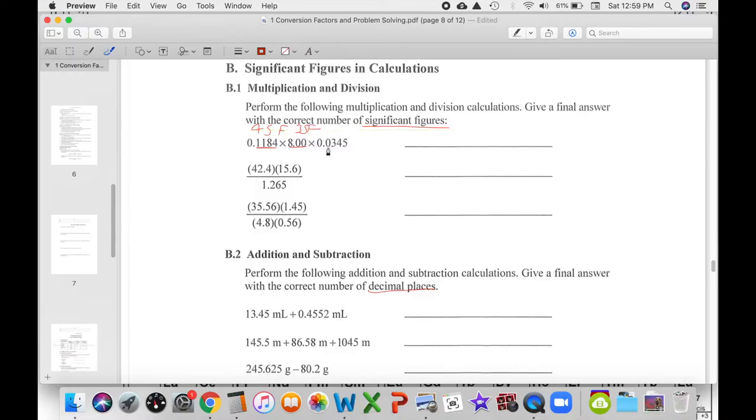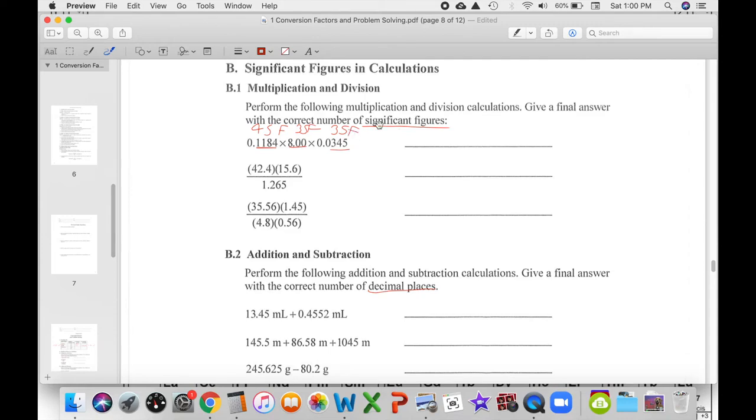Then let's look at this number over here. We have 0.0345. Well, the 3, the 4, and the 5 are definitely significant as non-zero digits. Do these leading zeros count as significant figures? Remember, leading zeros are never significant, so it's only that 3, that 4, and that 5 that are significant. So this also has only three significant figures.